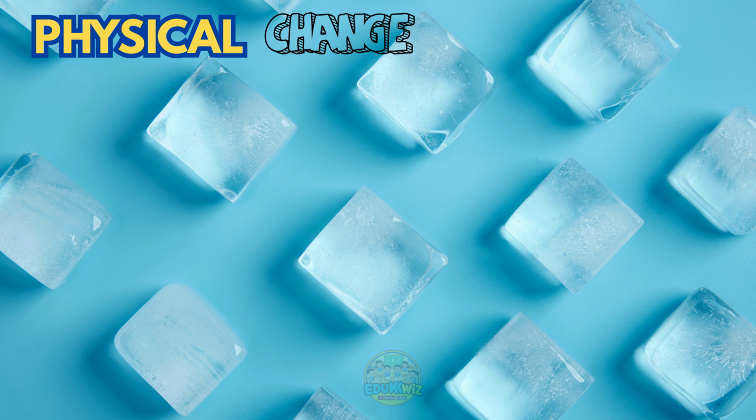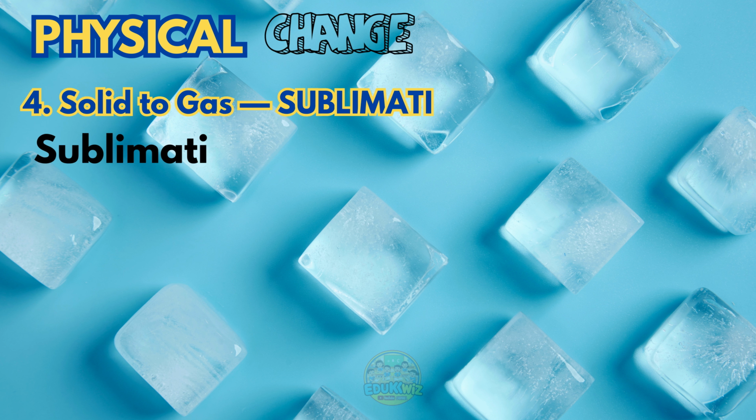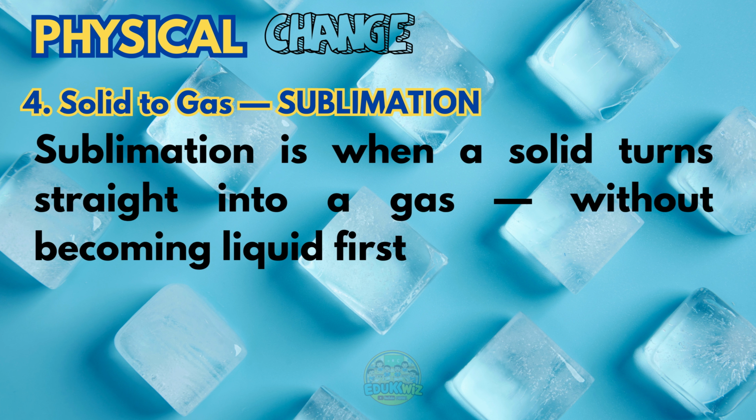Lastly is, from solid to gas, sublimation. What is sublimation? Sublimation is when a solid turns straight into a gas, without becoming liquid first. How does it happen? Some solids don't melt into liquid first. They just shrink and disappear as they turn into gas when they get warm.